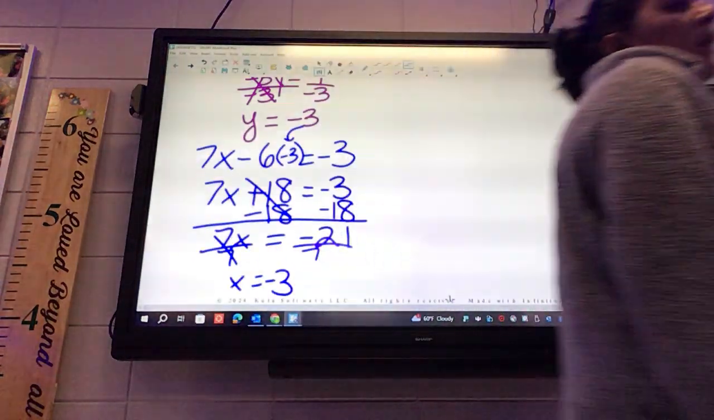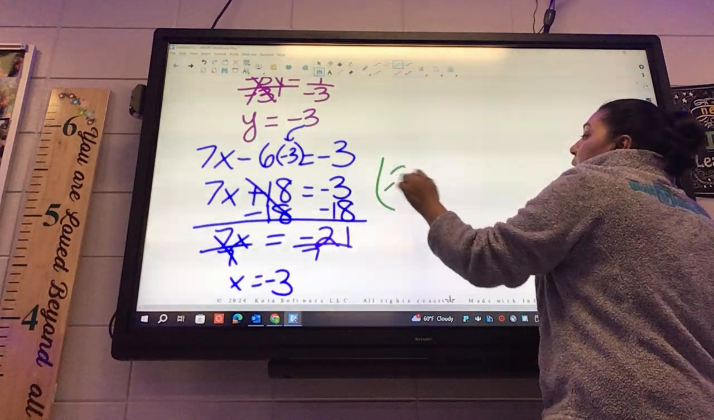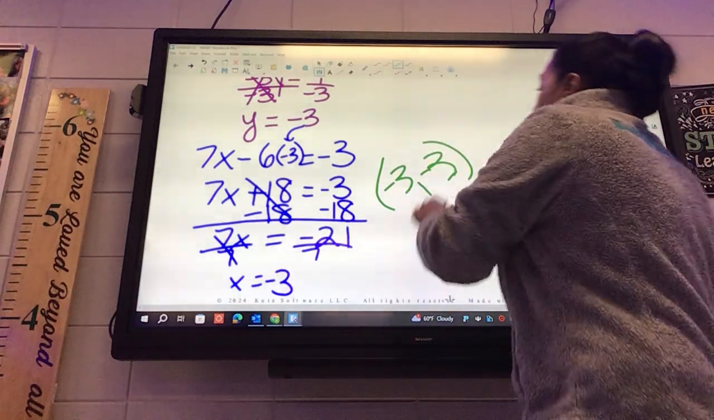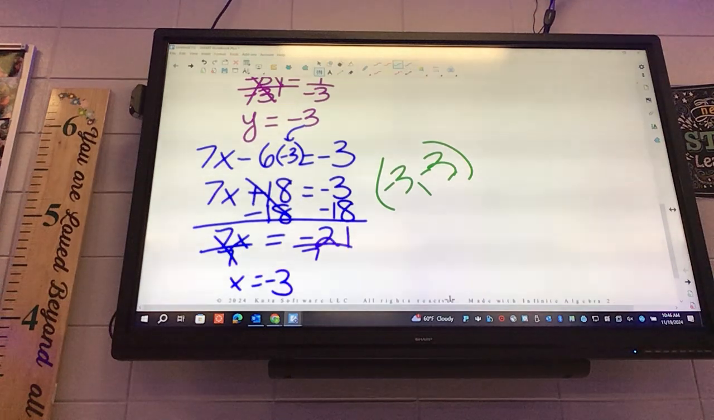What is going to be my coordinate? Negative 3, comma negative 3. Okay, flip the page.